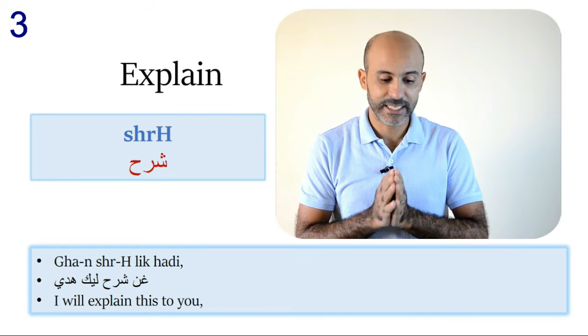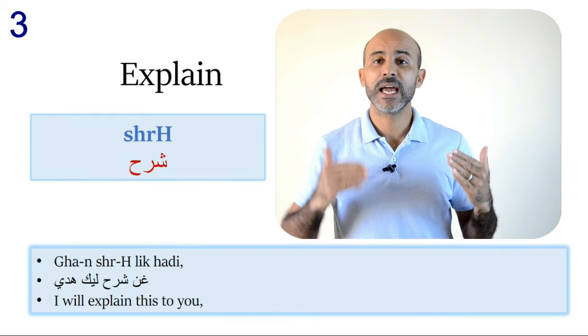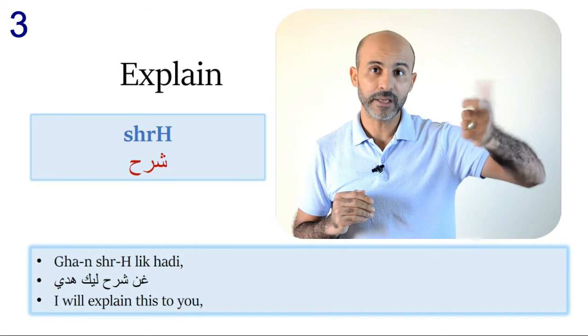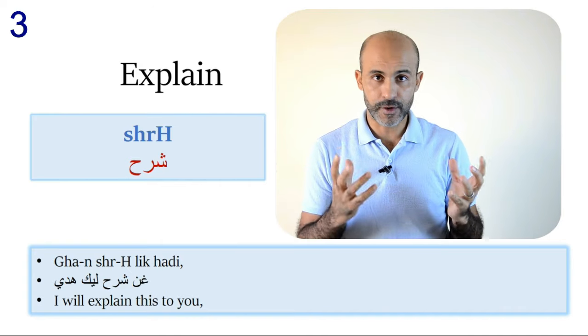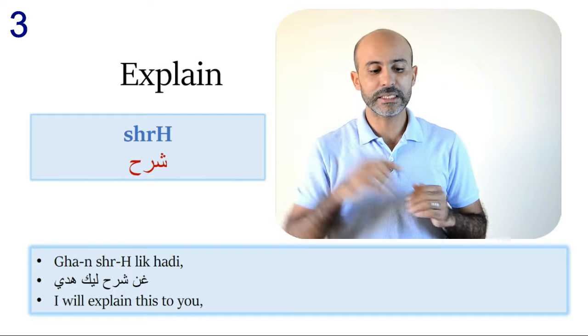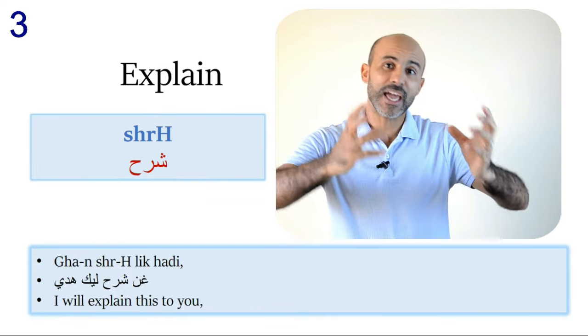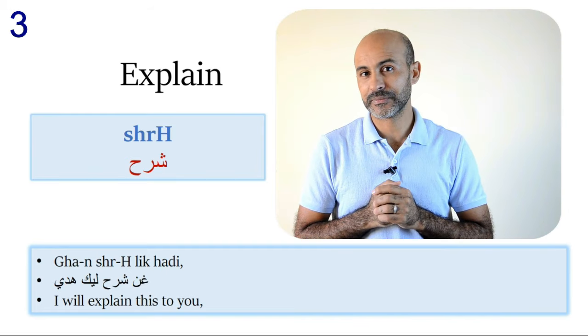غن شرح لك هدي. This means I will explain this to you. غا or غن, this غا is future. N is me. شرح is the verb to explain. ل, this is to. إيك is you, to you. هدي is this. غن شرح لك هدي. Can you repeat the sentence?